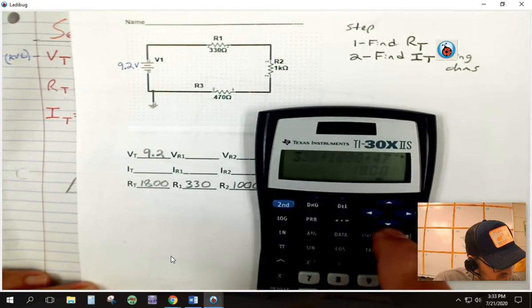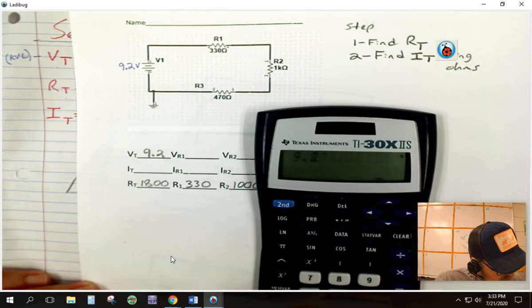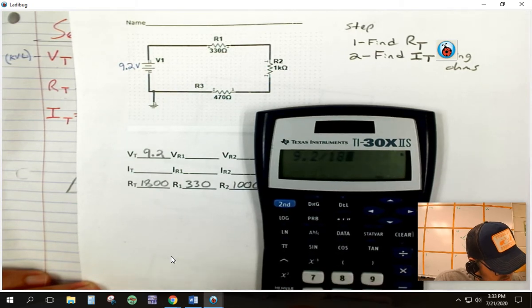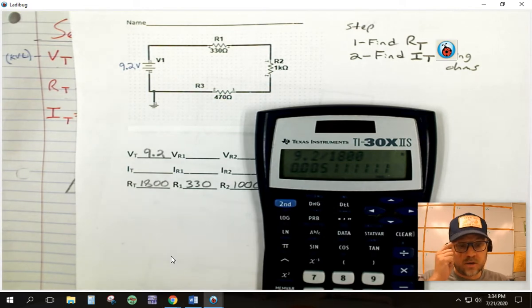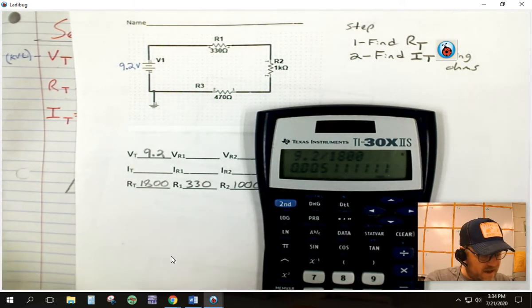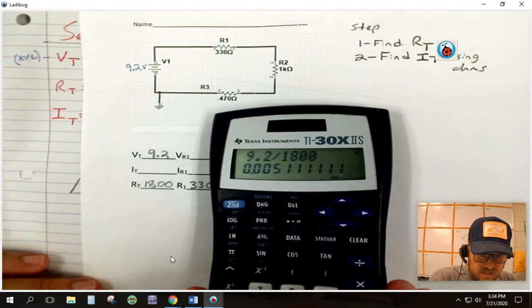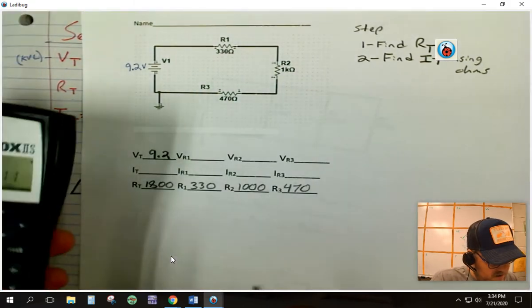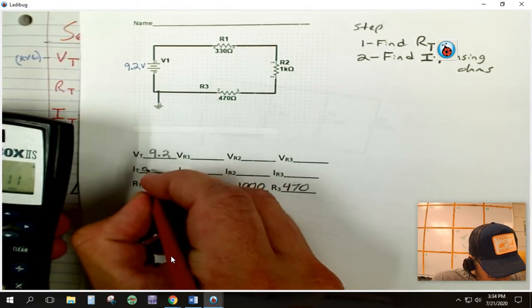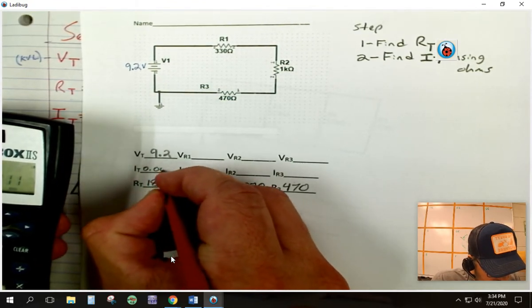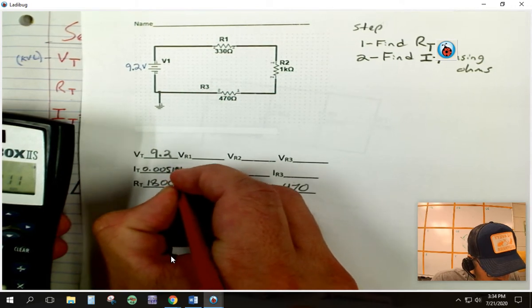Once again, I've got to make sure I'm in my base units. 9.2 divided by 1,800. And the way you always ask, does this make sense, is I should get a small number. Current is typically, for all the circuits we work in class, going to be the smallest value. And you can see that it gives me a very small value. So I can write that down here. 0.005, and we'll keep a couple of those ones.